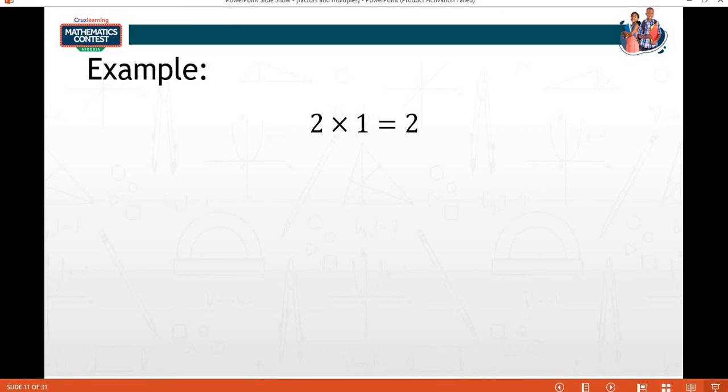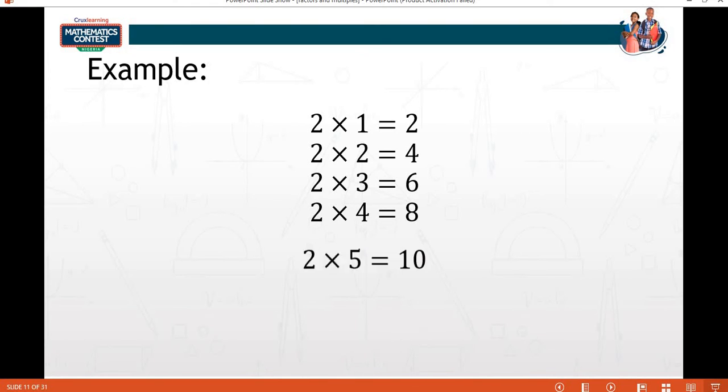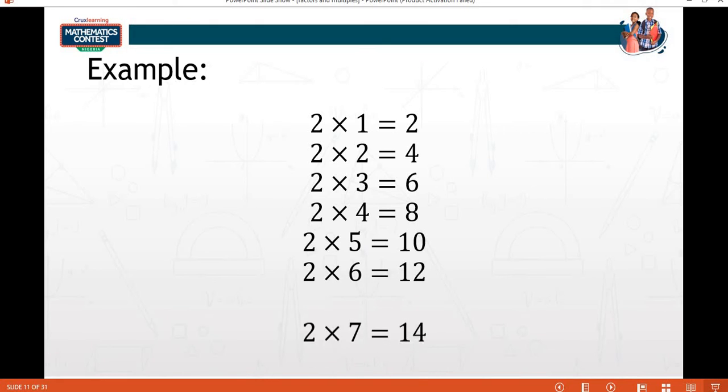Do you still remember your 2 times 1, 2, 2 times 2, 4, 2 times 3, 6, 2 times 4, 8, 2 times 5, 10, 2 times 6, 12, 2 times 7, 14, 2 times 8, 16. Let me stop there. You can continue over and over. So these are the multiples of 2: 2, 4, 6, 8, 10, 12, 14, and 16.